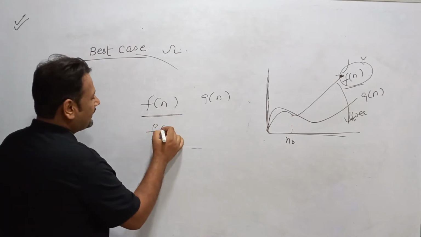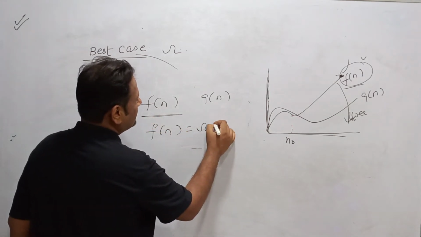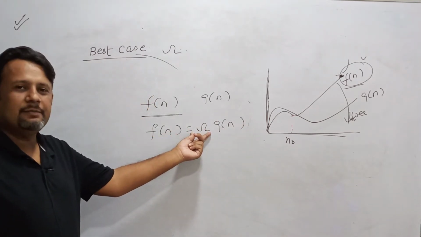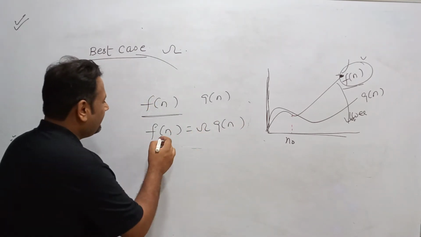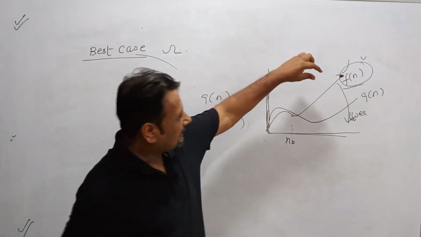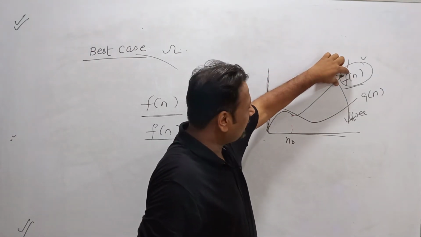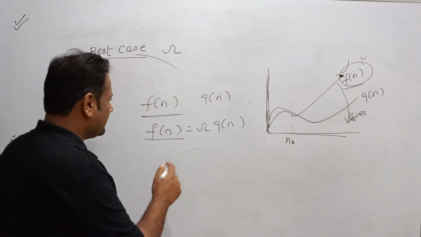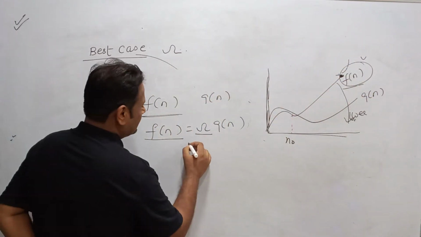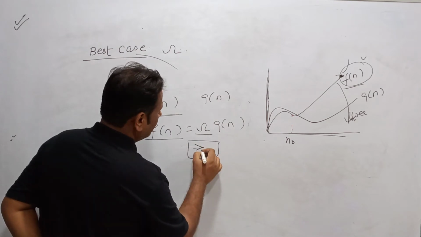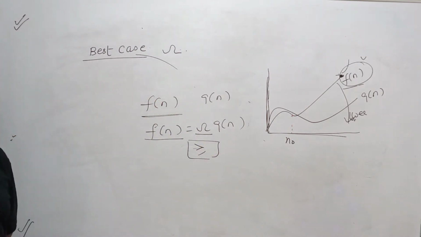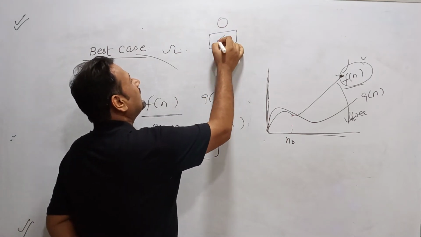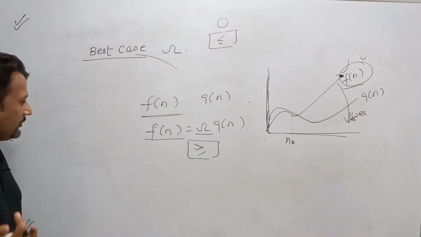If I can write f of n is equal to omega g of n, what does it mean? Omega is representing best case. That means if this is the ideal situation, under ideal situation, f of n is always going to be higher than or equal to g of n. That means this omega relationship can be written as greater than equal to, while big O is represented by less than equal to. That means what we need to prove?